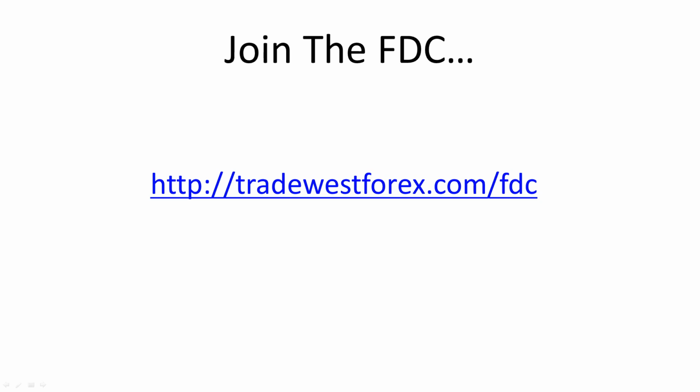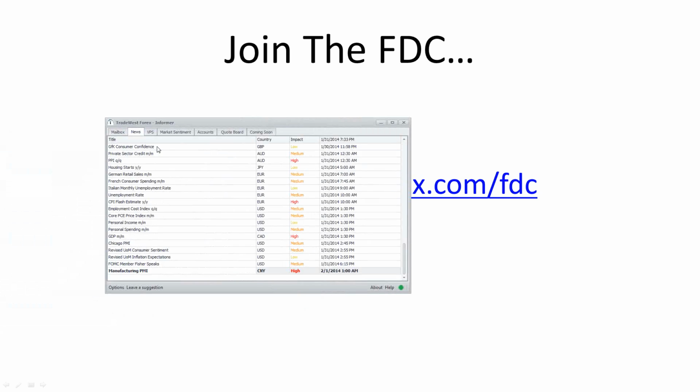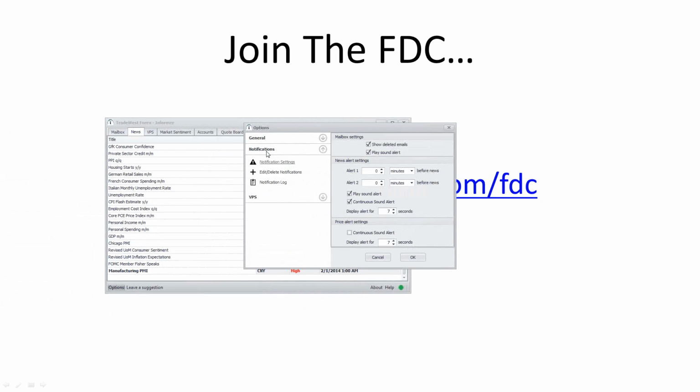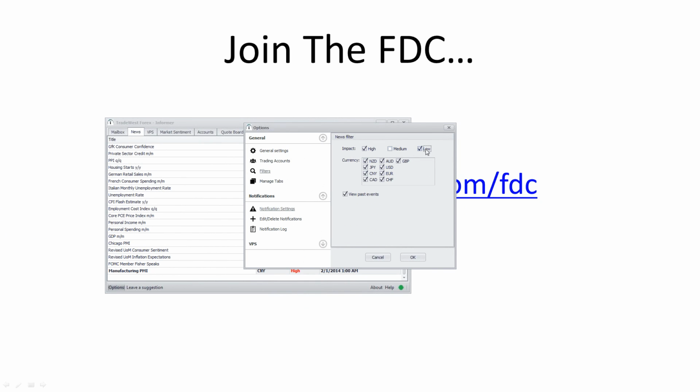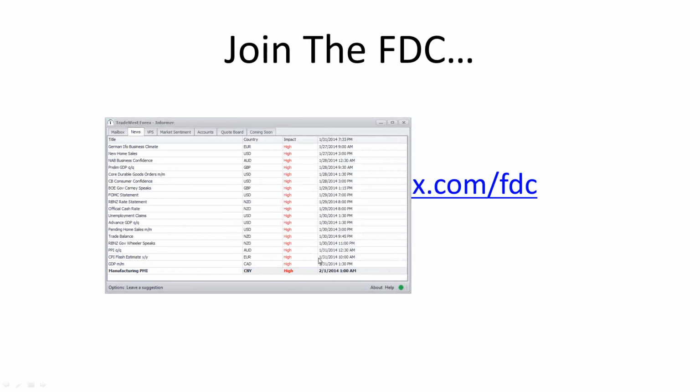Last webinar about announcements. Do you just use the high priority ones or all of them? Are you referring to the Informer tool? On here, you're talking about the news. When you go into options, you go into general here, filters, turning it just to high.